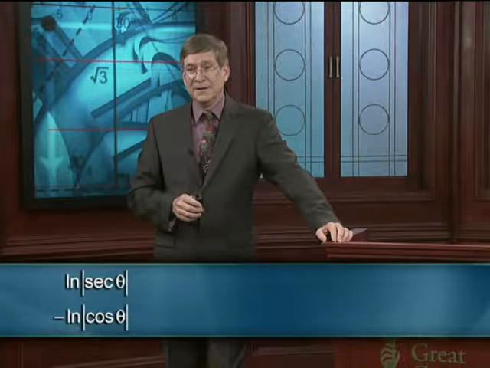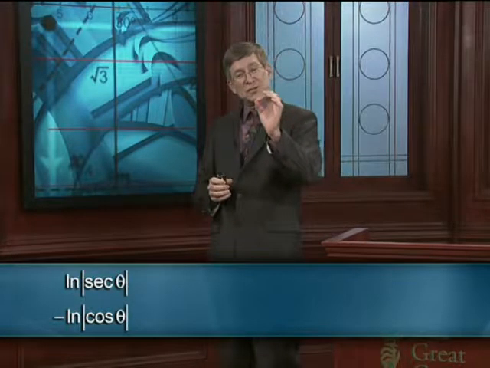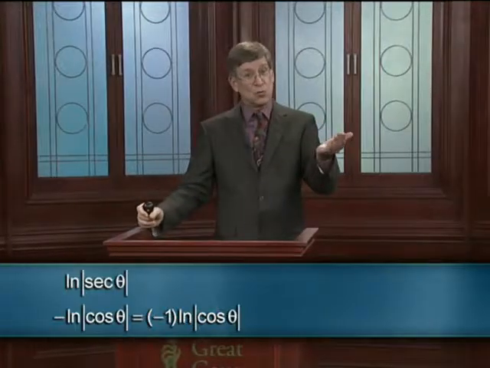So the student thinks the answer is log of the absolute value of secant theta, but the answer key said minus log absolute value of cosine theta. Is the student wrong? What should you say as a teacher? Well, you should say, "Hey, don't worry, you're right. Those are the same." In fact, minus log absolute value of cosine is the same as minus 1 times the log.